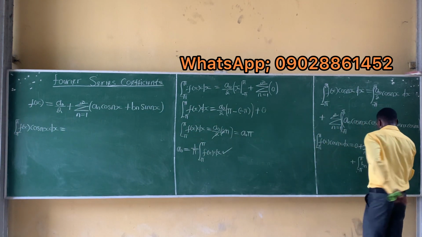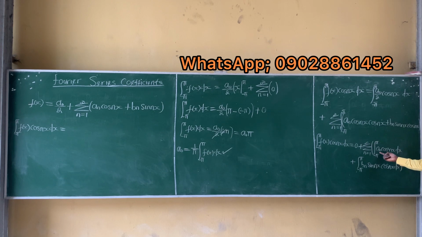Now, an is a constant. Don't forget, an is a constant. If we bring out an and integrate cos square nx from the integral of periodic function, we have seen that the integral of cos square nx dx is equal to pi. So it means here we are going to have an pi, and sin nx cos nx from the integral of periodic function is equal to 0. So the whole of this is 0, and this is an pi.